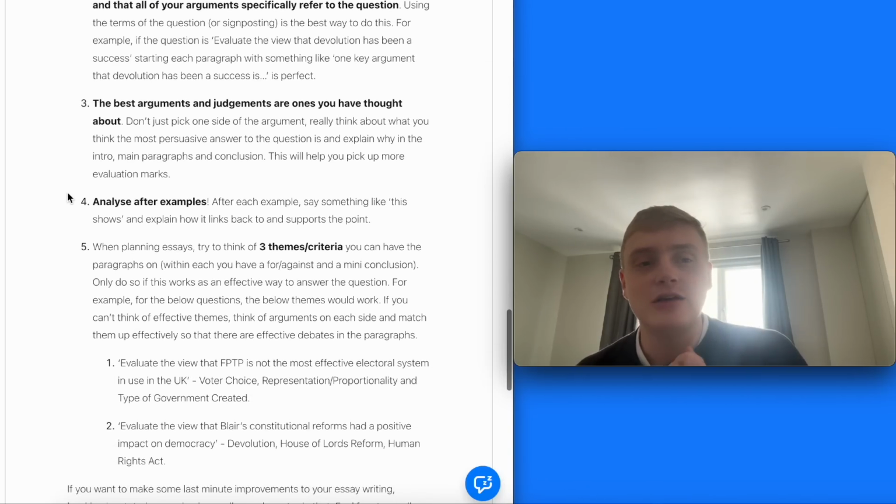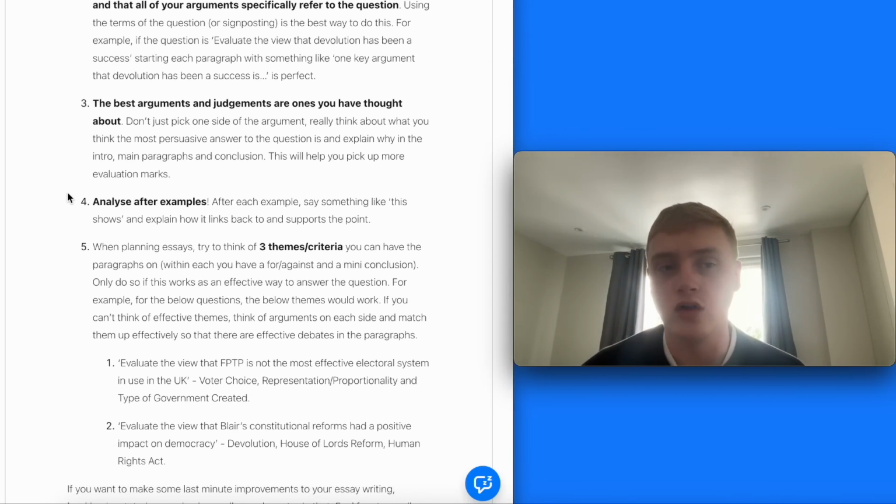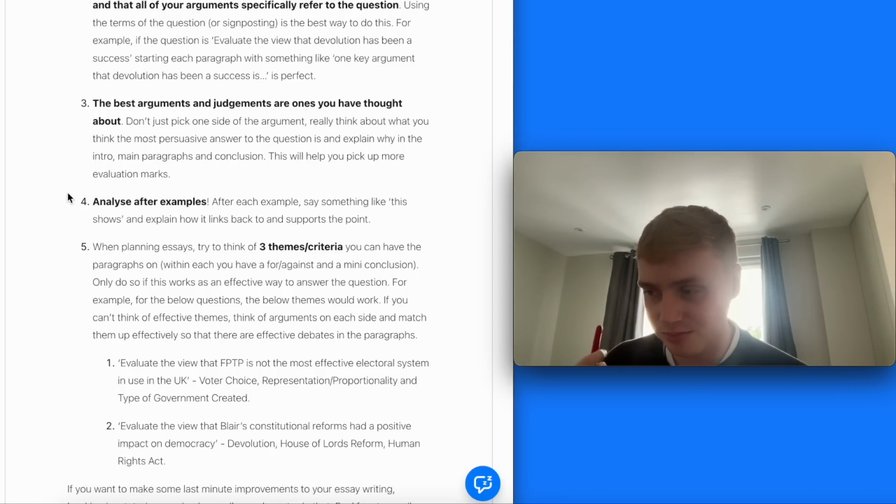Next thing is in terms of evaluations, and I think this is really important to say, the best arguments and judgments are the ones you have thought about. What they want you to do in A-level politics is be able to look at a key question and answer it. You don't want to just look at a question and think, what's the easiest to argue? I'm going to go for this side or this side, and just pick one. Think about the question and think, okay, what is your argument? What do you think and why?